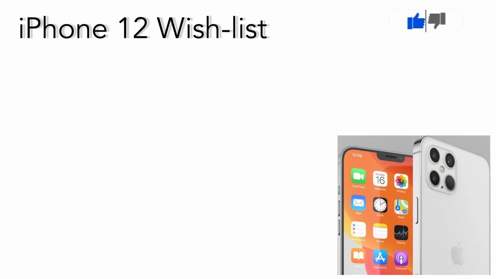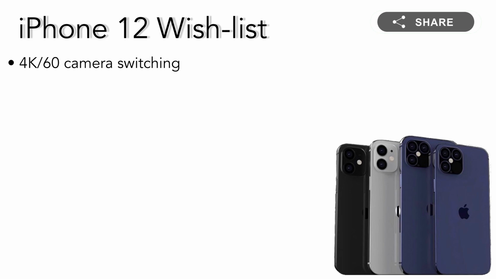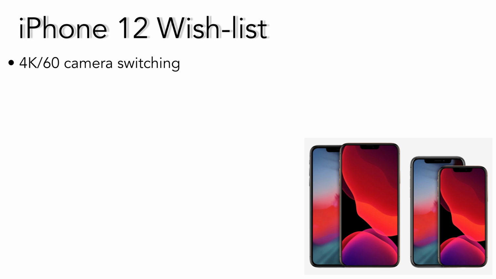So the first thing on the list is 4K 60 camera switching. Now the iPhone currently does already have the ability to switch between lenses whilst recording at 4K 30. However, most of the video I film and most of my uploads, as you will have seen, are recorded at 4K 60. And for this reason, this is a feature that I would like to see added.